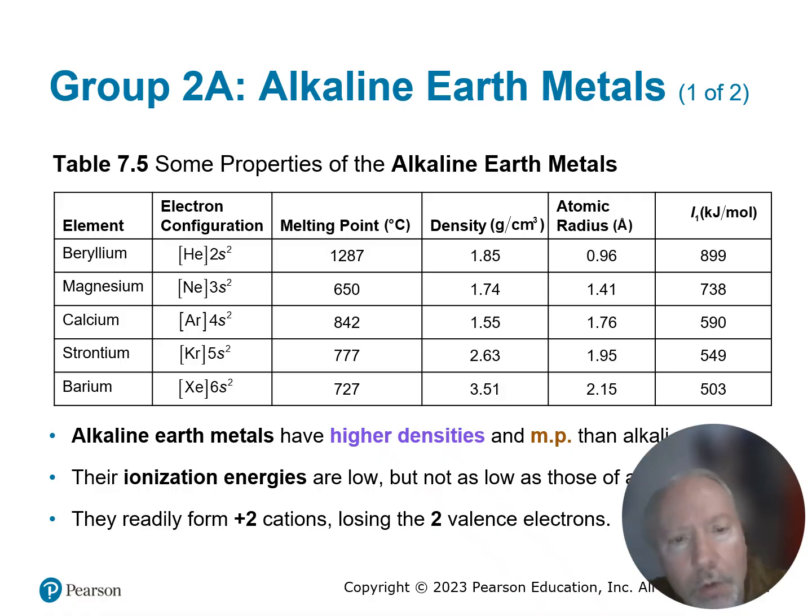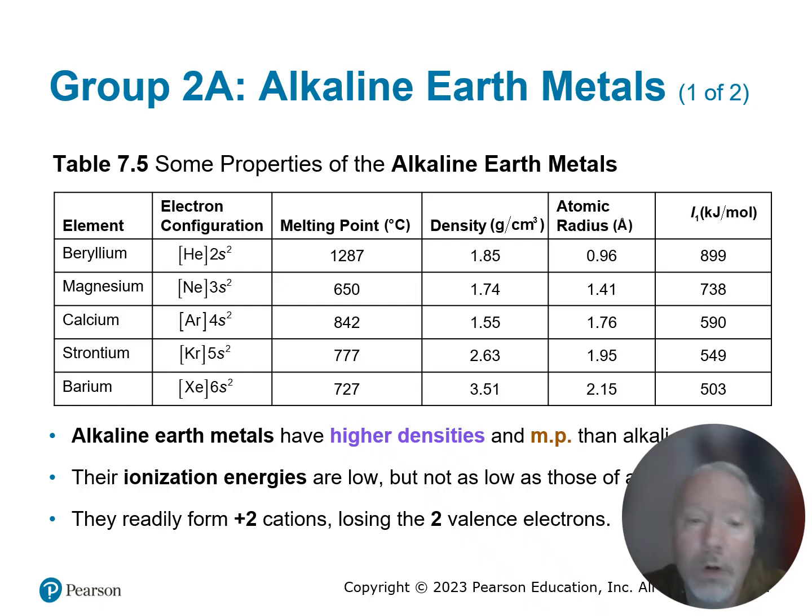Now we're jumping to group 2. Group 2 is not as reactive as the group 1 alkali metals. The alkaline earth metals, though, have some other unique properties. They have higher densities and higher melting points. Their atomic radius is not much different, just a tad bit bigger. Ionization energy is not that much more, but you're removing 2 electrons instead of 1, so it is a little bit higher. You need more endothermic energy for the gas state.